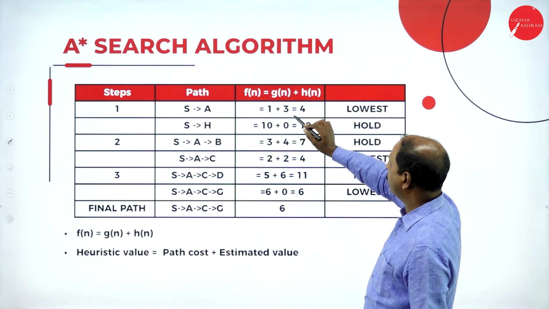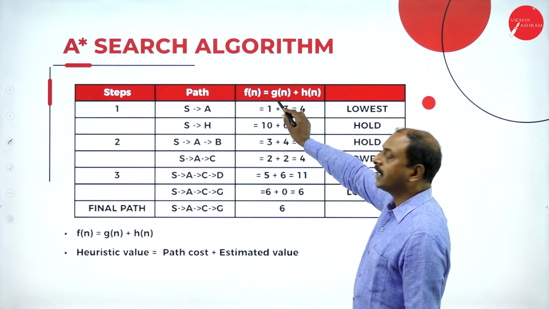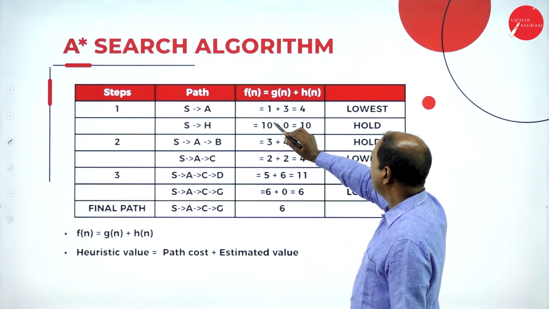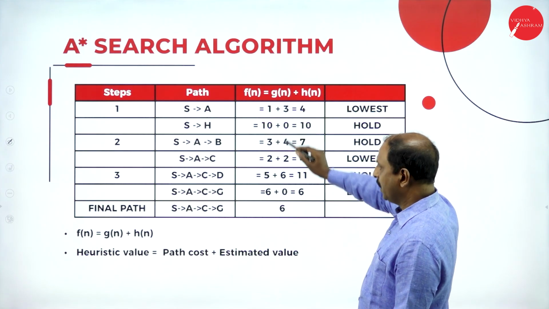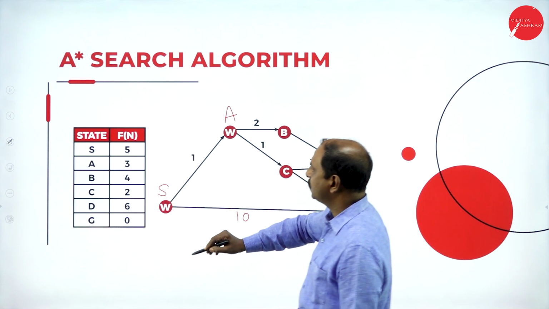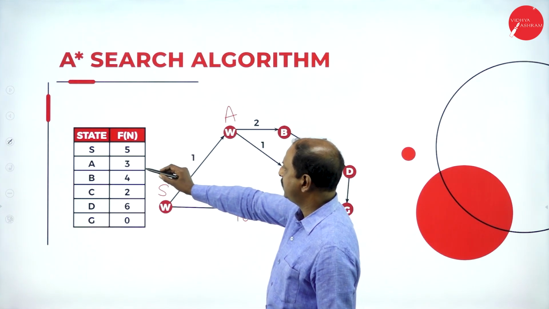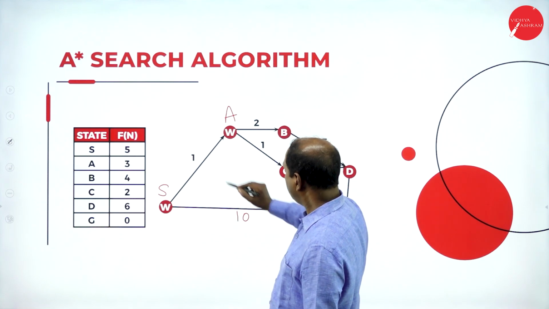We have to find out G of n, which is nothing but the cost path, that is 1, as well as the heuristic function value, this is 3. We have seen this in the function table. So the value of A is 3 and the value of J is 0, with path costs 1 and 10.